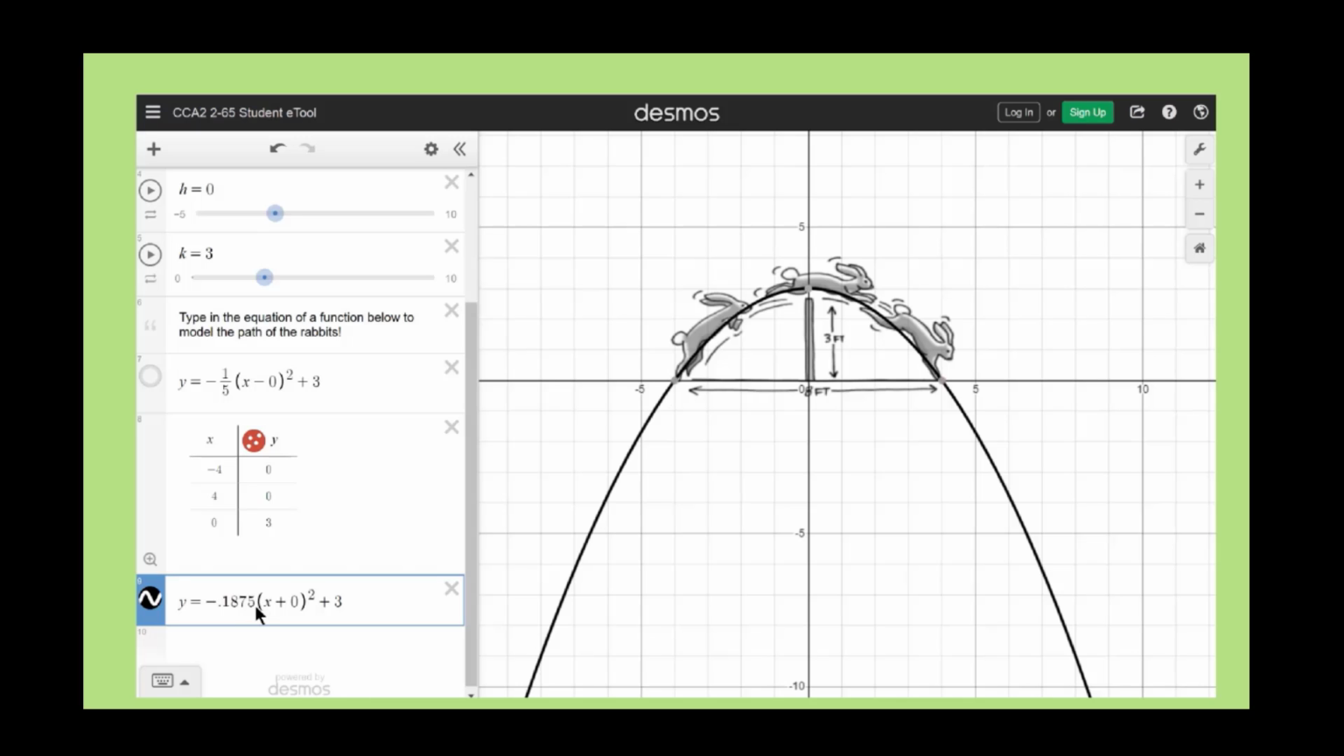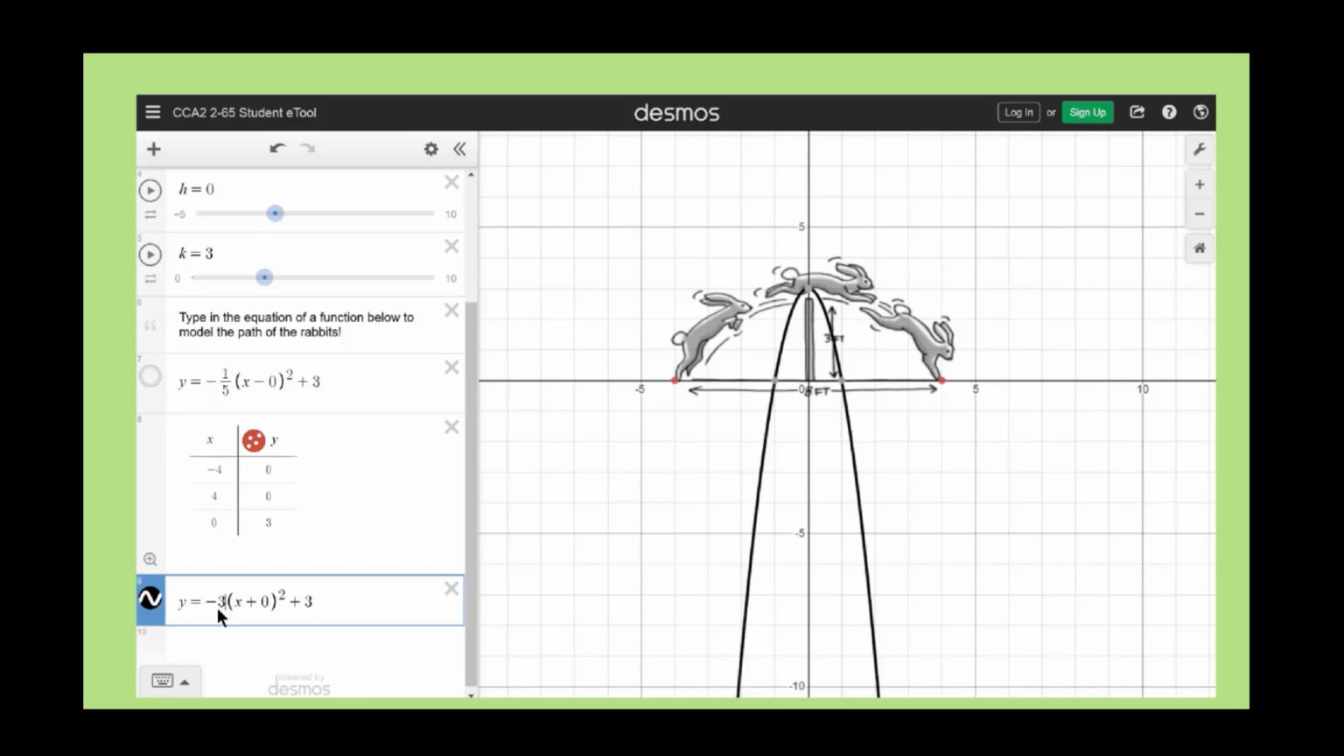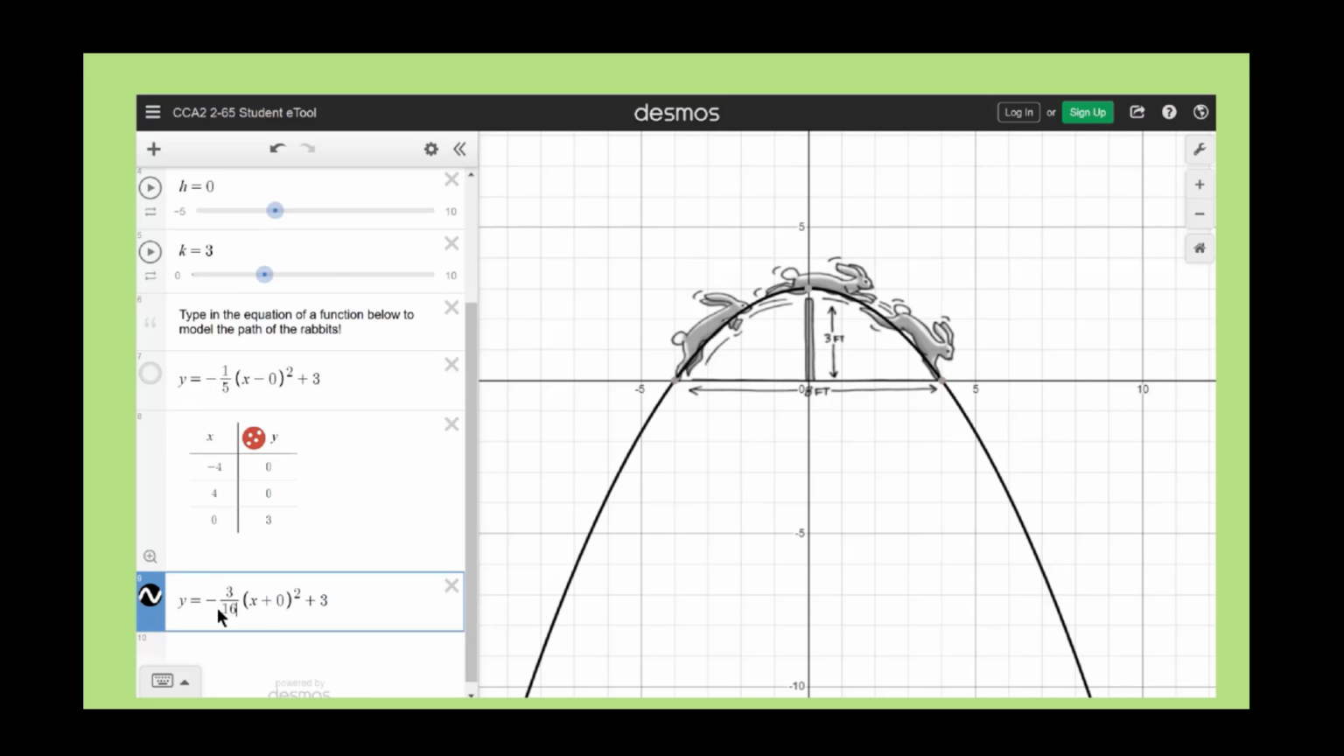Negative 0.1875 is also the same as negative 3/16. So let's put that in. And there you go. So you have the fraction form of that as well. And that ends 2-65. Well, actually, there's one more thing we need to talk about.